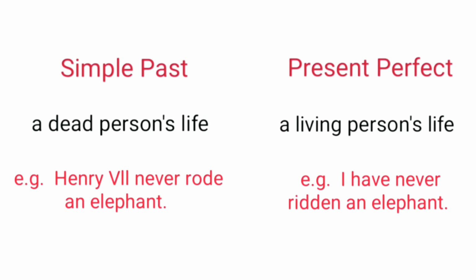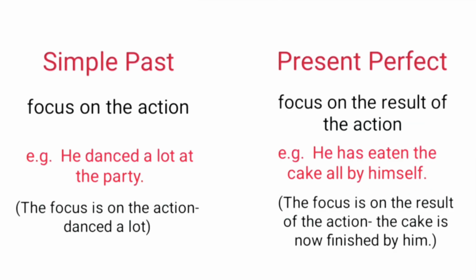For a living person's life, we use present perfect. Example is, I have never ridden an elephant. In simple past, focus is on the action. For example, he danced a lot at the party. Here focus is on dancing.